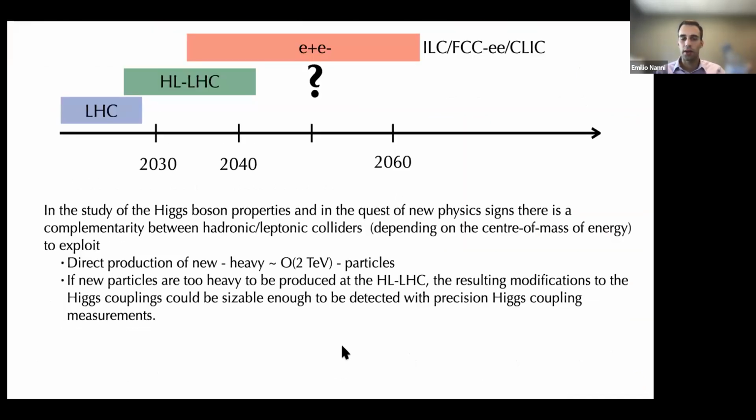So let's take a look at what's going on internationally. So here's a rough timeline that shows the LHC operation and the High-Lumi LHC upgrade. And of course, the study of the Higgs, there's really a complementarity between hadronic and leptonic machines, whether it's in the pursuit of higher energy for looking for exotic particles, or if we're focusing more on precision measurements. But I think everyone in this audience knows this better than I do.